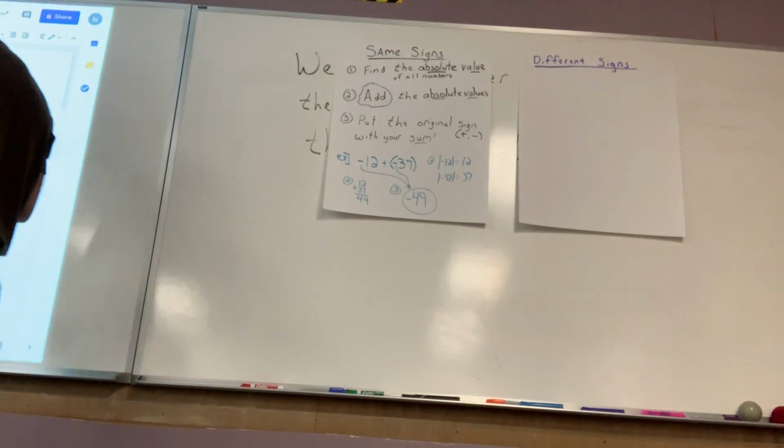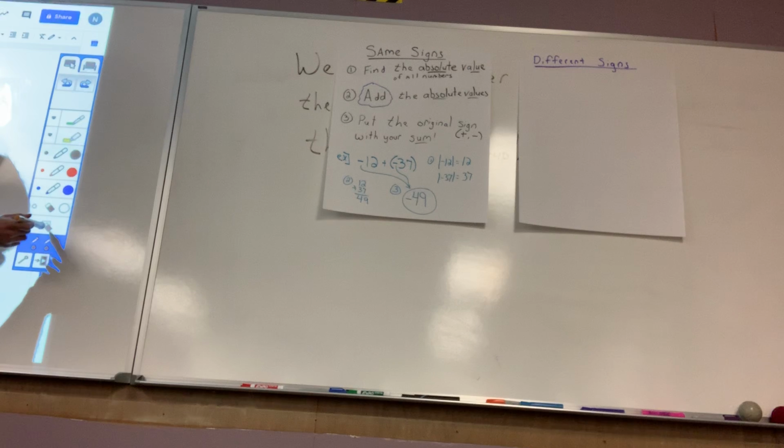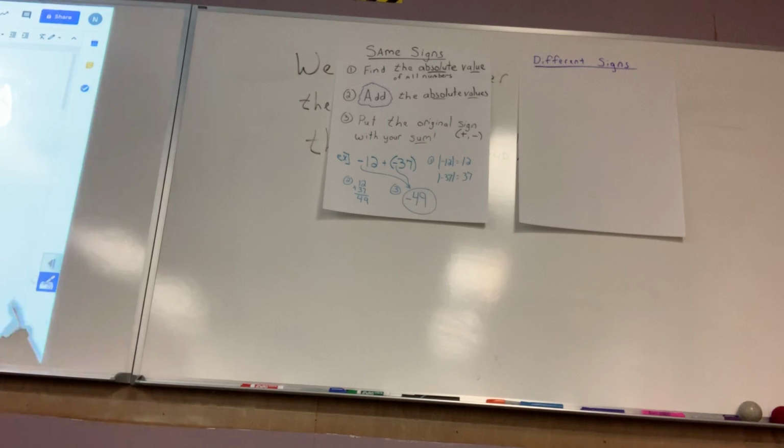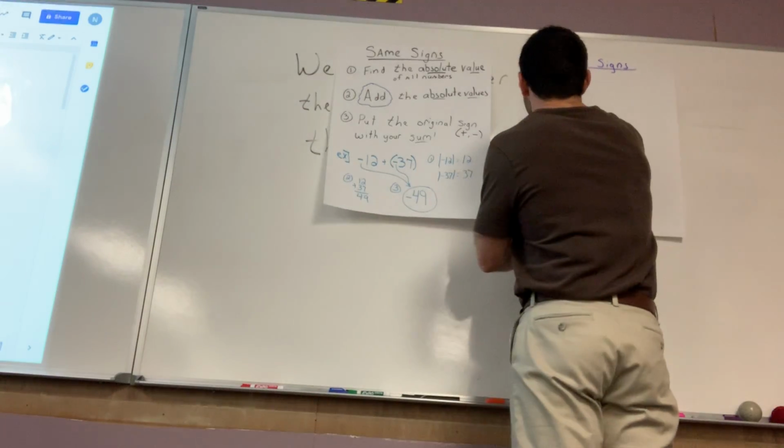So different signs. So now we're back over here. Let me clear this all off. Which numbers, 1, 2, 3, and 4, have different signs? Garrison. 3 and 4. And listen, I want you to get used to saying this correctly. It is negative 5, yes, just like that. Negative 5 plus positive 8. 5 plus negative 8. They are different signs. What do you think we need to do in order to start the problem? Do the same thing as same signs. So which is? Find the absolute value. Absolutely. So the first step stays the same.